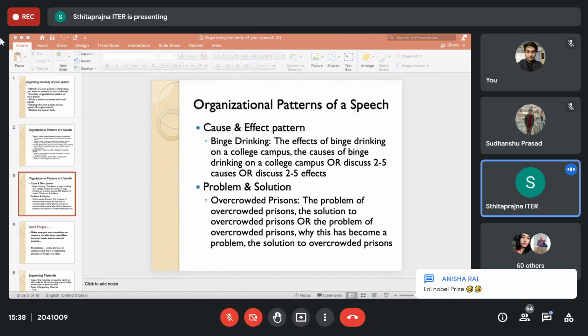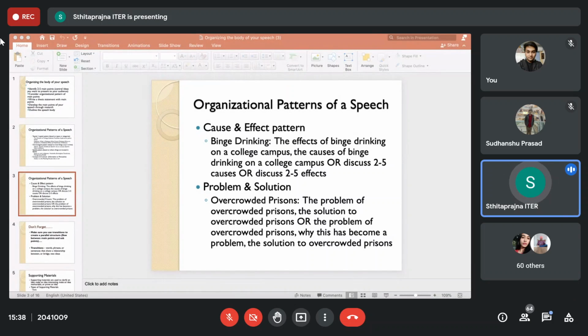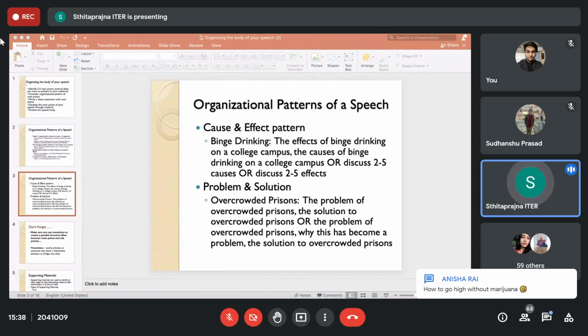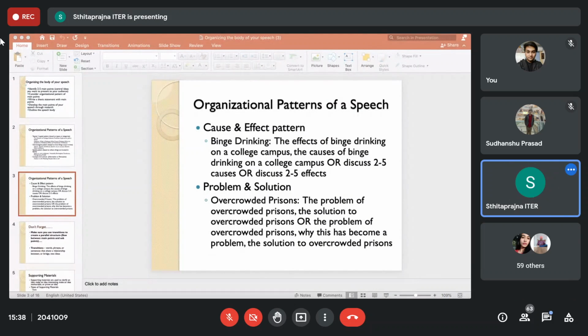So addictions and their effects could be numerous. You find them talking funny things at times. Okay, so binge drinking on college campuses could be devastating at times.